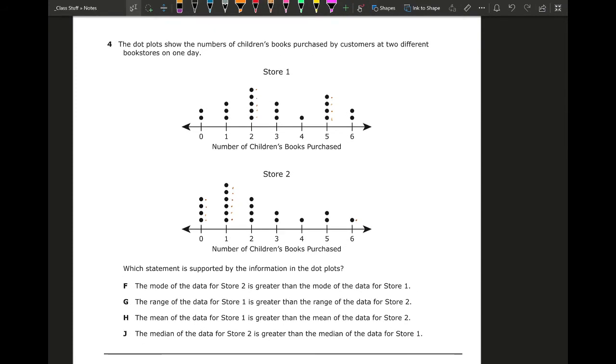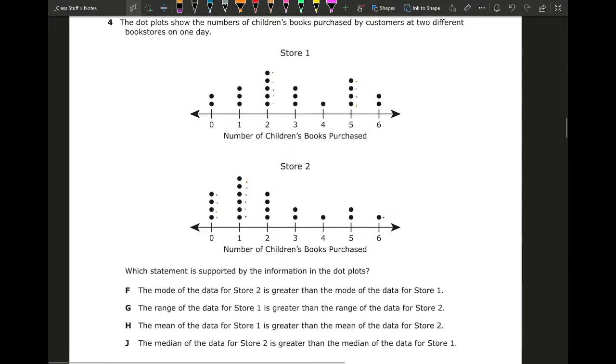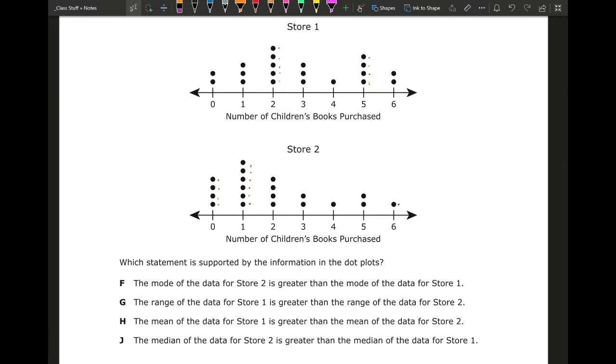Number of people. It says, which statement is supported by the information in the dot plots? And we're just gonna have to compare. There's nothing else we can do but compare. If the mode of the data for store two is greater than the mode of the data for store one. Remember, when we're looking at dot plots, we have median, mode, and range, okay? And the mode is basically gonna be the number that repeats the most. So in store two, the number that repeats the most is that one right there. And the number that repeats the most in store one is that one right there, the one. It says the mode of store two is greater than the mode of store one. Is that true?